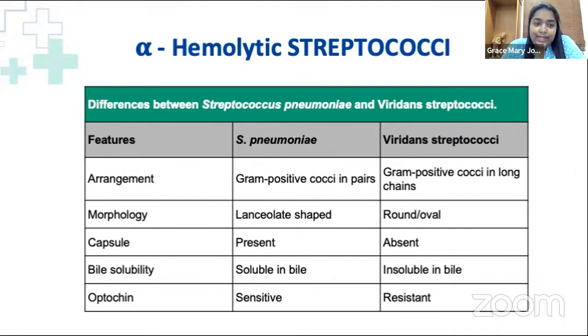Streptococcus pneumoniae has a lanceolate shape, curved towards the edge, but Viridans is kind of round or oval. And pneumoniae has a capsule, which is the most virulent thing that Streptococcus pneumoniae has, something that we need to look at. It is soluble in bile. And like I said, optochin is sensitive when it comes to pneumoniae, and Viridans is resistant.